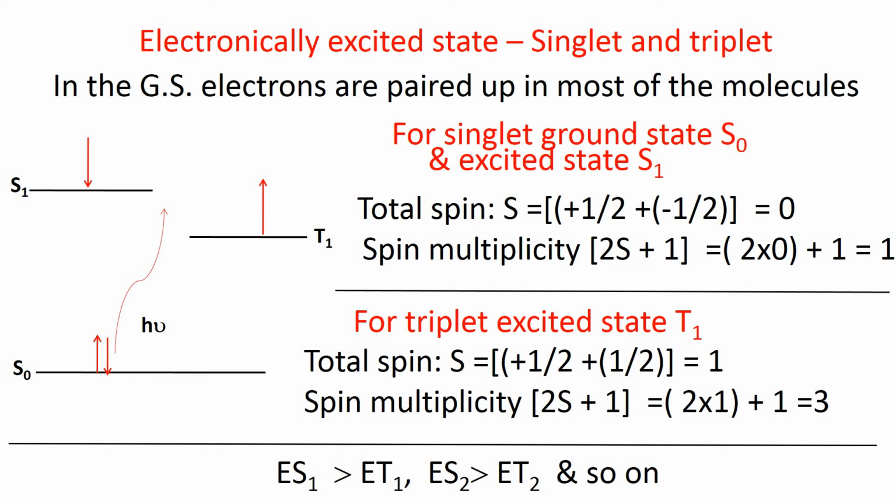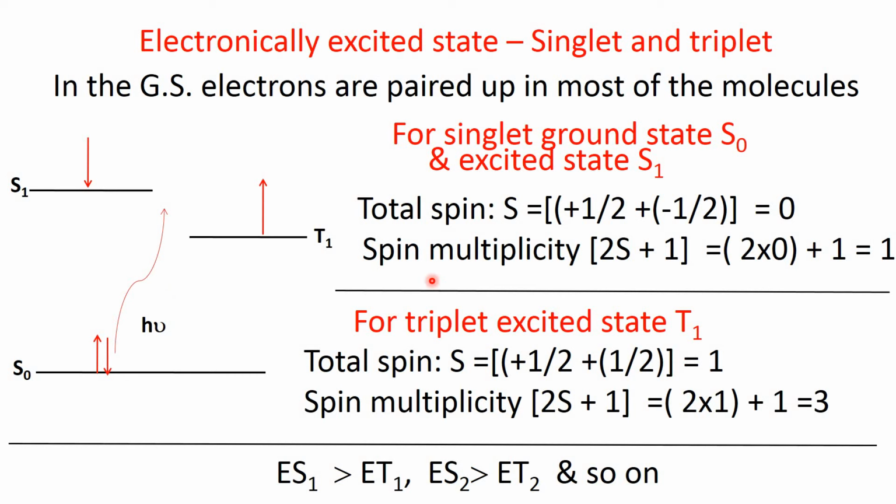Now let's see electronically excited state, that is singlet and triplet state. Now in the ground state, generally electrons are paired up in a molecule. Say this is the ground state and this is a pair of electrons. Spin of one electron is parallel, another one is antiparallel. So the total spin of these two electrons is equal to plus half minus half, that is equal to 0. That means the total spin of this pair of electrons is 0.